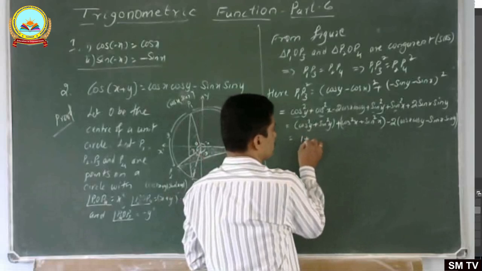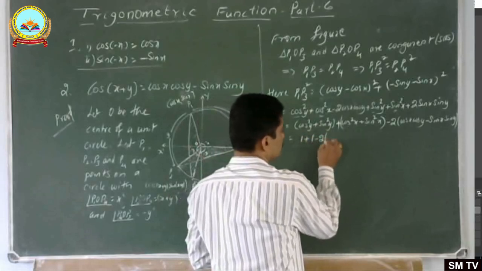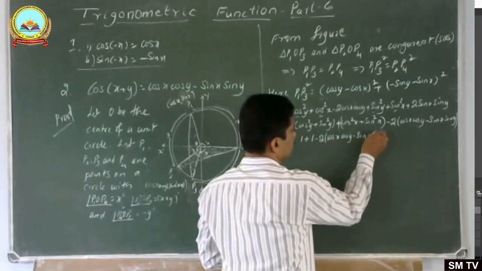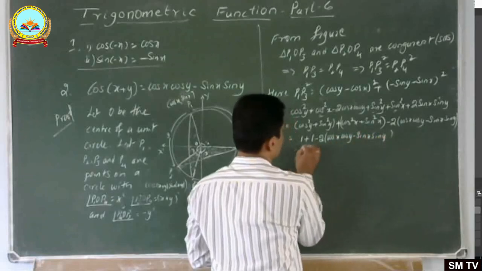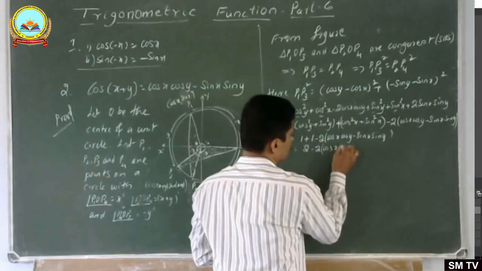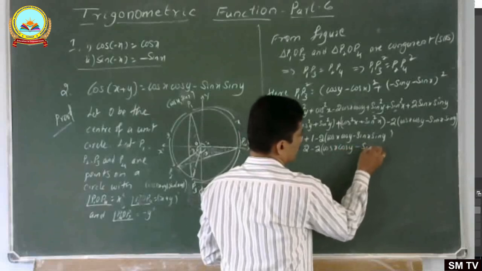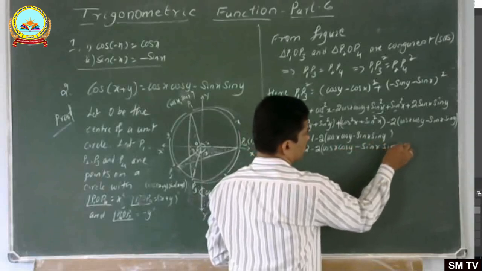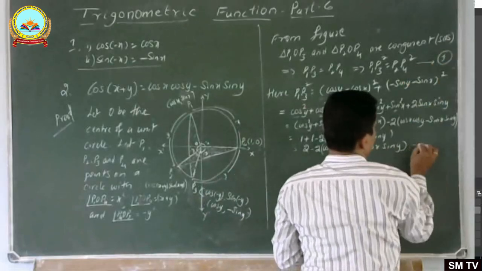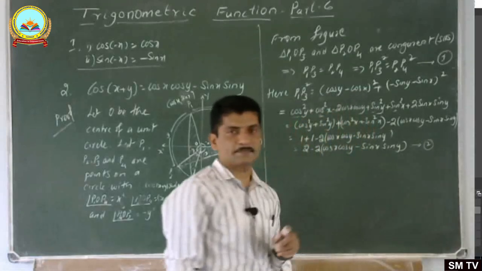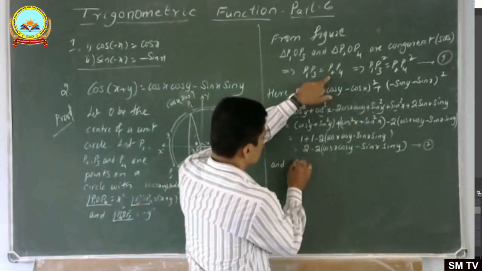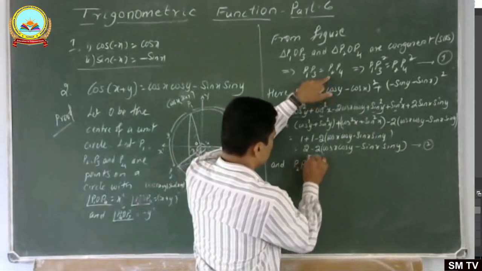This one is 1 plus 1 minus 2 times cos x into cos y minus sin x into sin y. Alright, this one is 2 minus 2 times cos x into cos y minus sin x into sin y. Suppose you say that this one is the first result and this one is the second result. And similarly, here find the distance P2, P4, its square.